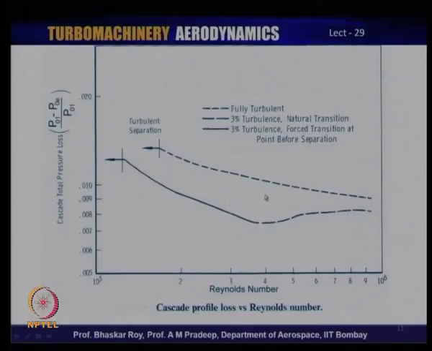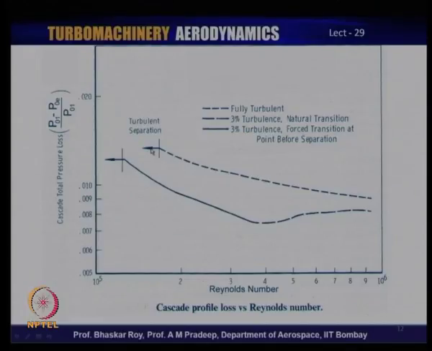This is what happens when you have a turbine blade. What is shown here is the pressure loss. You remember, pressure loss is what gives rise to the efficiency penalty, and as you can see here, if the flow is turbulent, the efficiency penalty is likely to be higher.